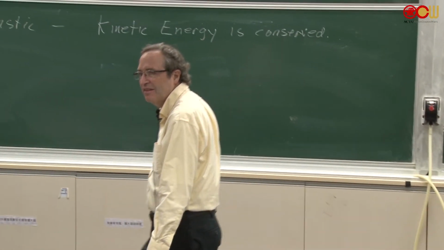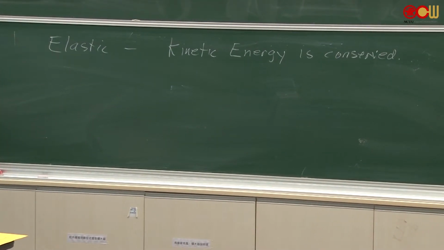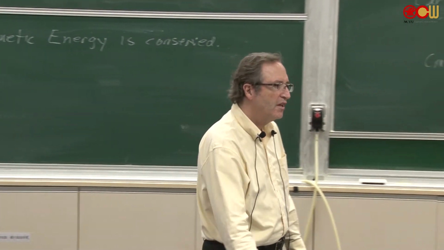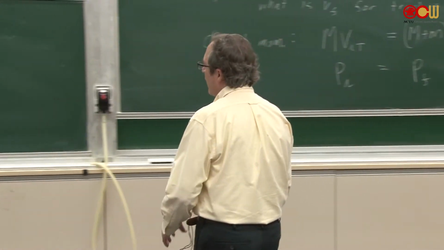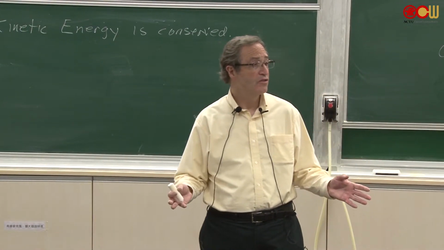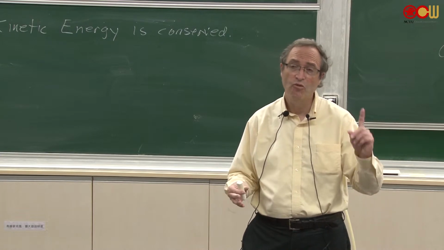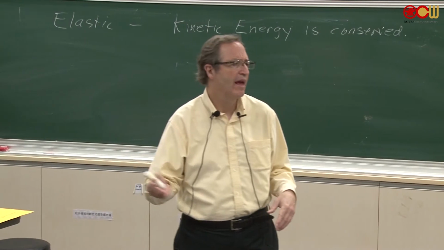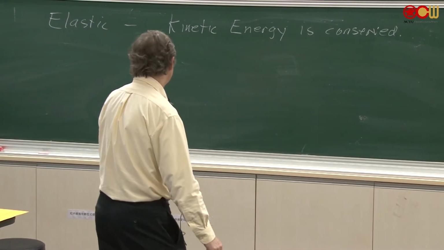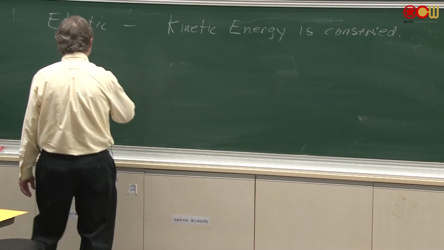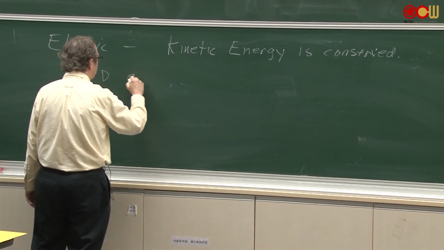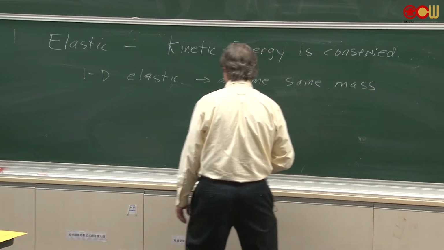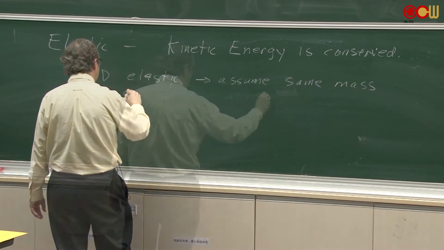So in some cases, kinetic energy is conserved. Okay. I'm going to do a simple version of an elastic collision, and you can read in my notes a more complicated version in one dimension. And then on, what's today? Thursday. On Monday, I'll show you what happens in 2 dimensions. So we're going to look at 1D elastic, and we're going to assume same mass and one particle at rest.